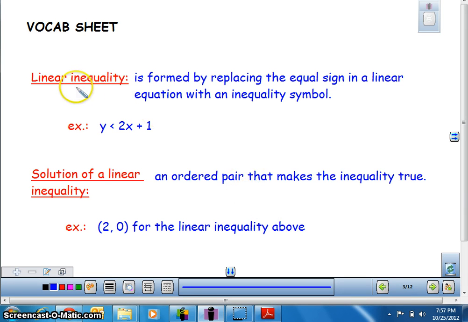On your vocab sheet, you should fill in: a linear inequality is formed by replacing the equal sign of a linear equation with an inequality symbol. An example you could put down: y is less than 2x plus 1. y is greater or equal to x. y is greater than 4. x is less than negative 2.5. These are all linear inequalities. The solution is an ordered pair that makes the inequality true. (2, 0) would make our first inequality true, as you are looking at those.